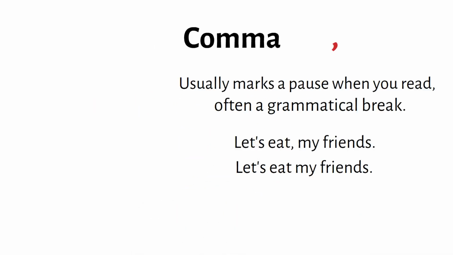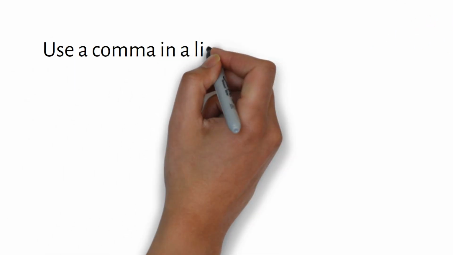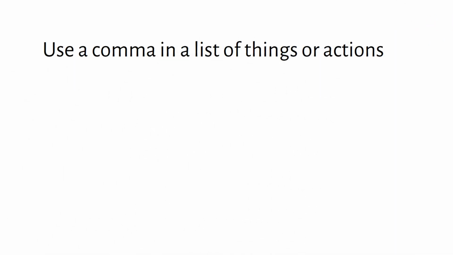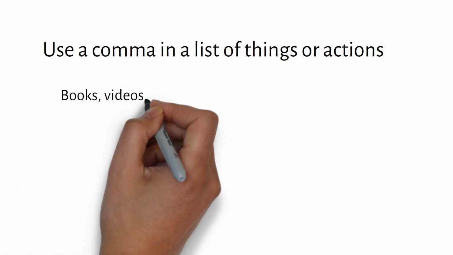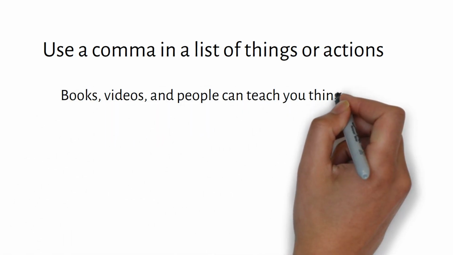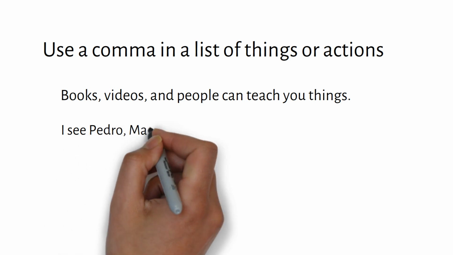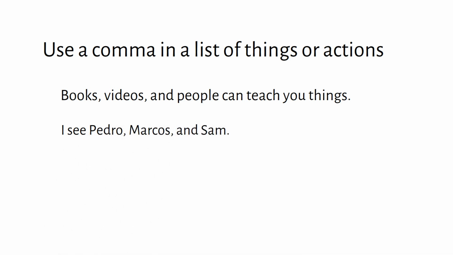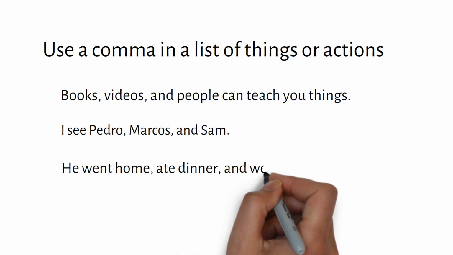You also use a comma when there is a list of things or actions. Books, videos, and people can teach you things. I see Pedro, Marcos, and Sam. He went home, ate dinner, and went to bed.